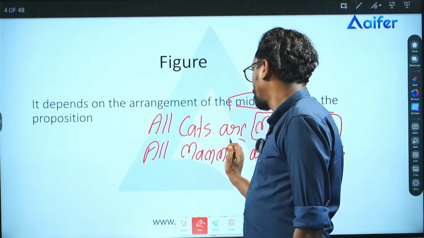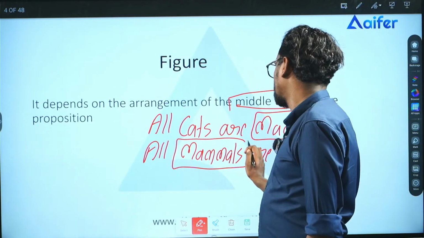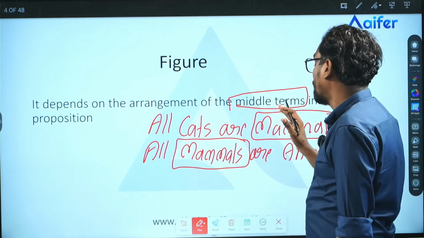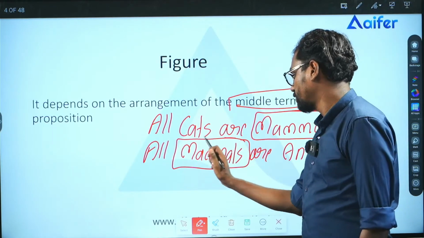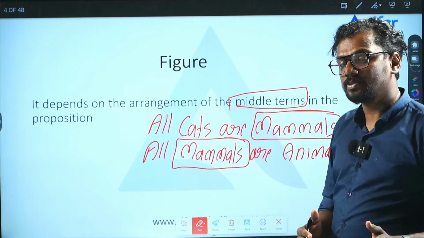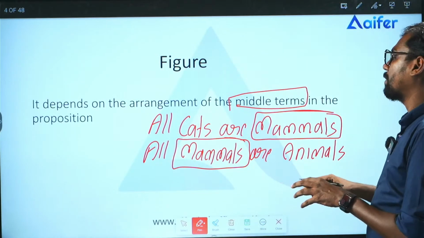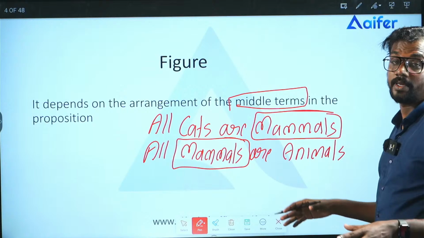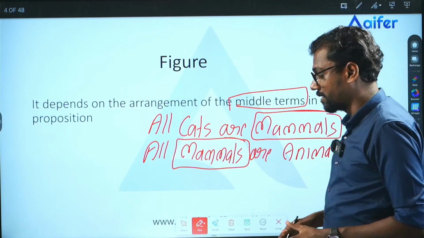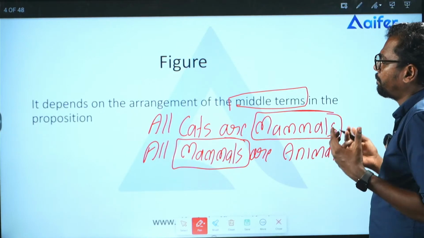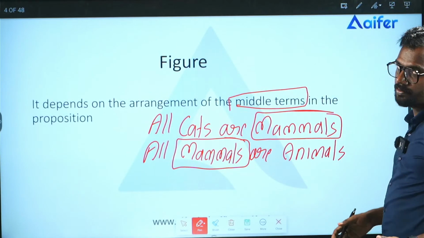In premise 2, we have the middle term. In both premises we will be having a single middle term. In premise 1, we have mammal. In premise 2, we have mammal. So since mammal is present in both premises, we can say mammal is a common term here, or mammal is the middle term here. I hope it's clear. So the figure depends on the arrangement of this middle term.